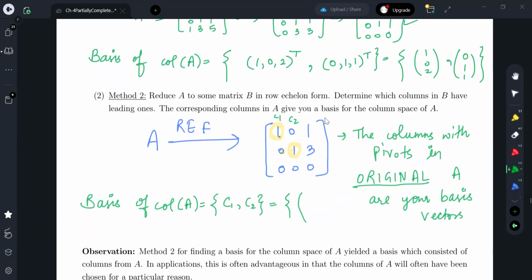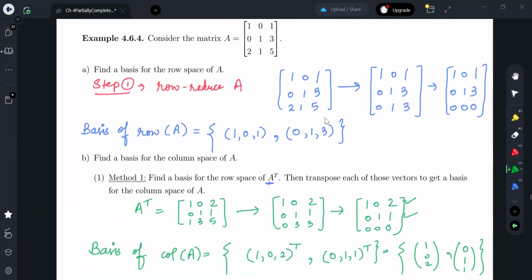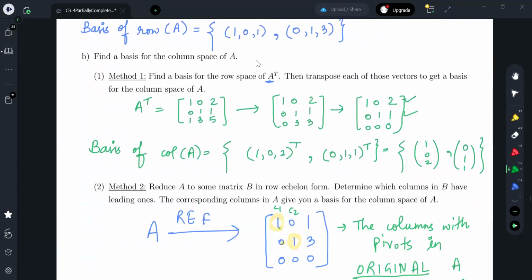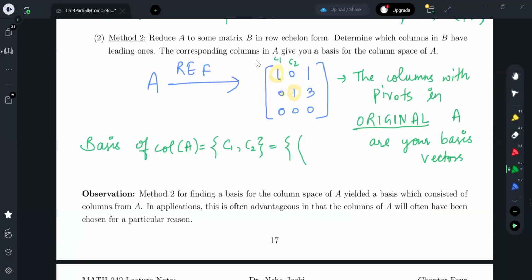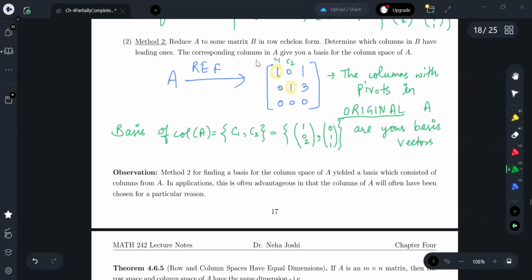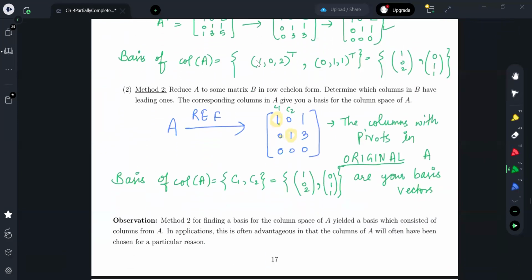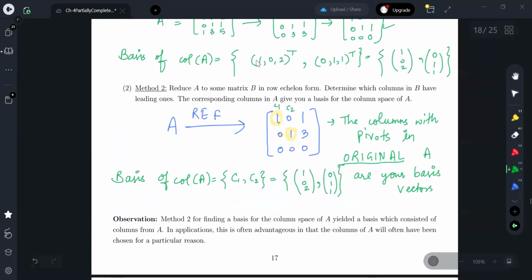Okay, so what is column 1 in the original matrix? 1, 0, 2, right? That's the entry. What is column 2 in the original matrix? Do you notice something? They are the same. Method 1, method 2. Well, that's what we were expecting, right?